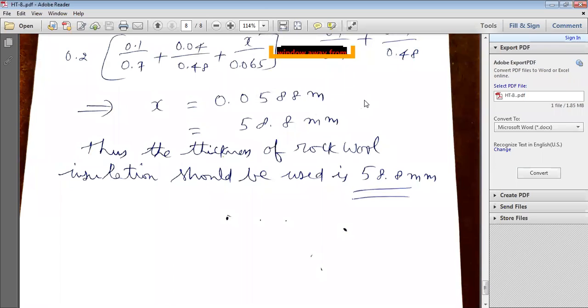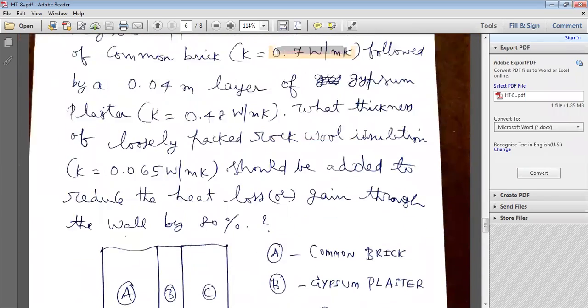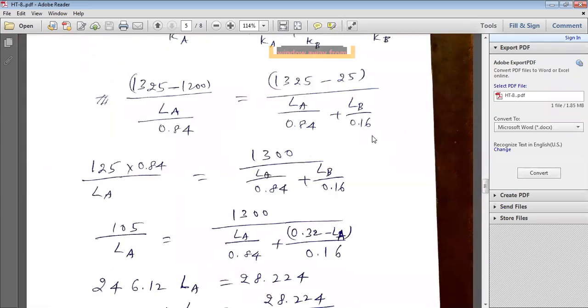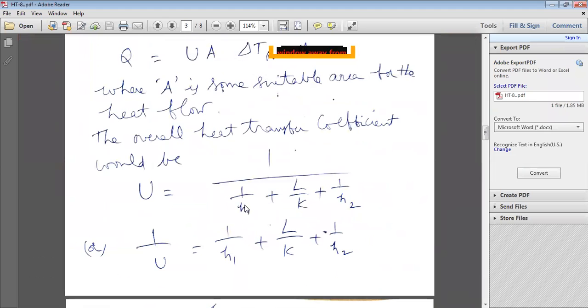Tomorrow we'll solve a problem on overall heat transfer coefficient. That is by combining convection, conduction, convection and conduction. Combining convection heat transfer and conduction heat transfer, we'll get the overall heat transfer coefficient. Already explained overall heat transfer coefficient. Tomorrow we'll solve a problem on this. Overall heat transfer coefficient U is equal to 1 by H1 plus L by K plus 1 by H2.